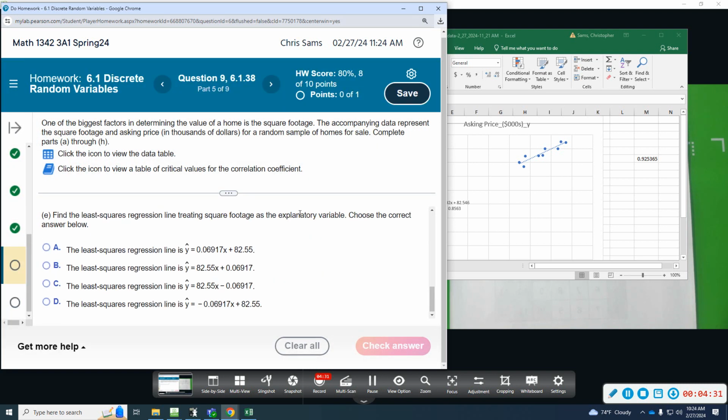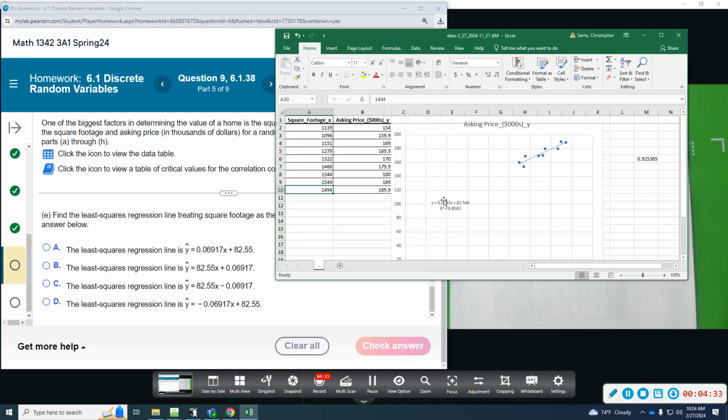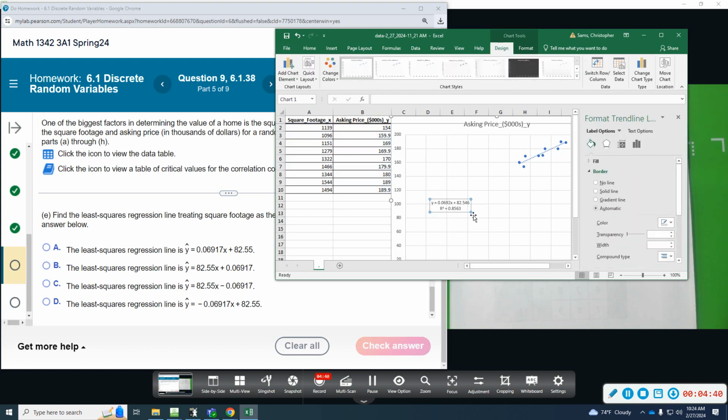Find the least squares regression line. Okay, so we got Excel to plot that for us. Can I make this bigger? I don't know if I can drag it and make that bigger. It's really small, but you can see the slope is 0.0692.